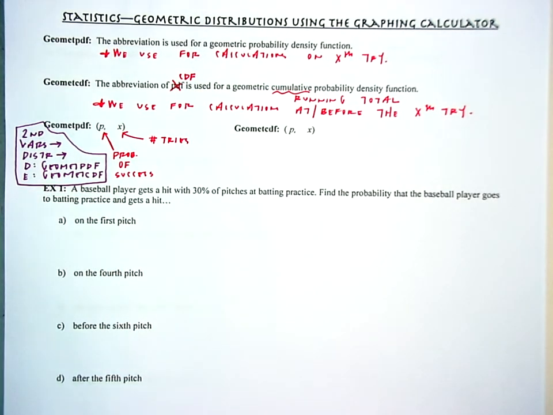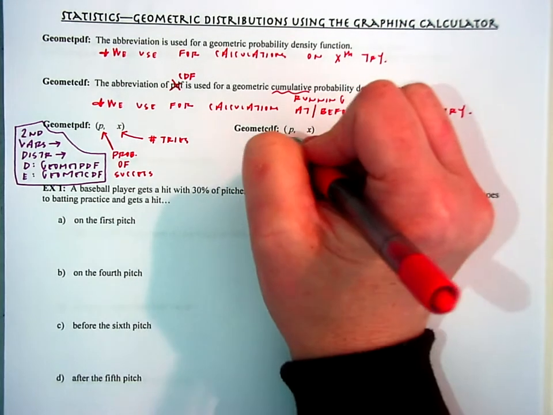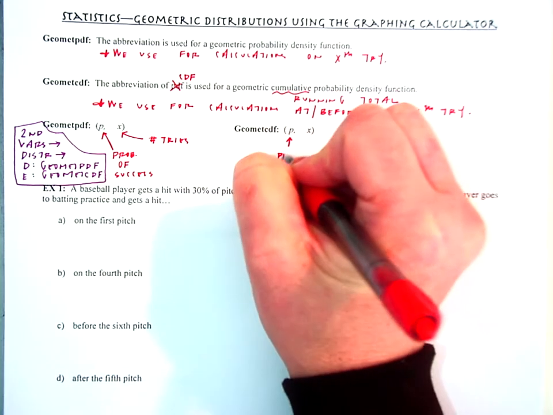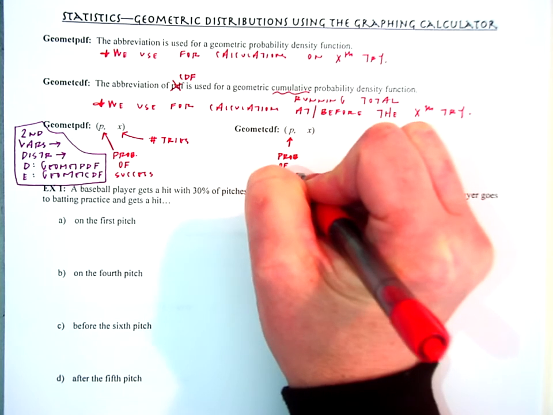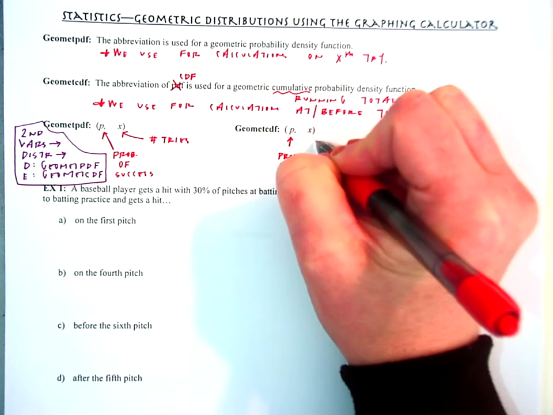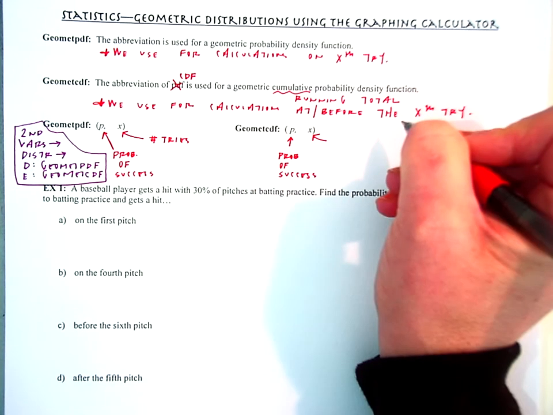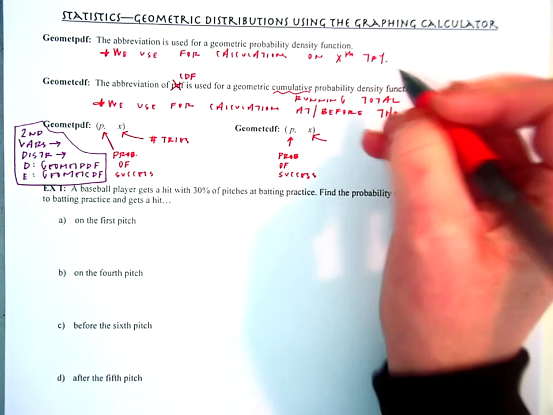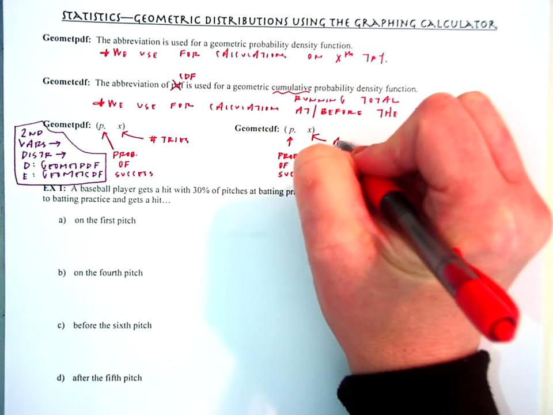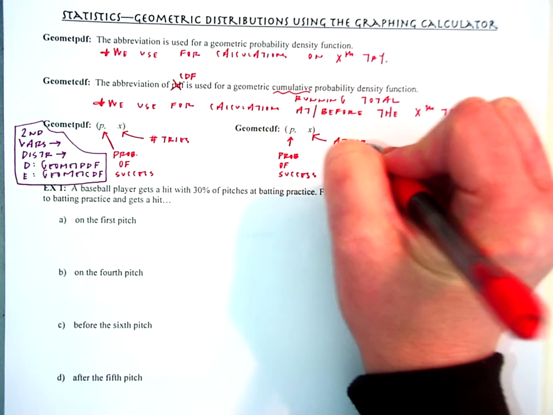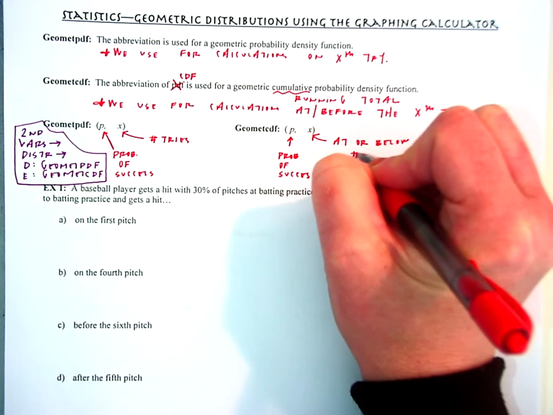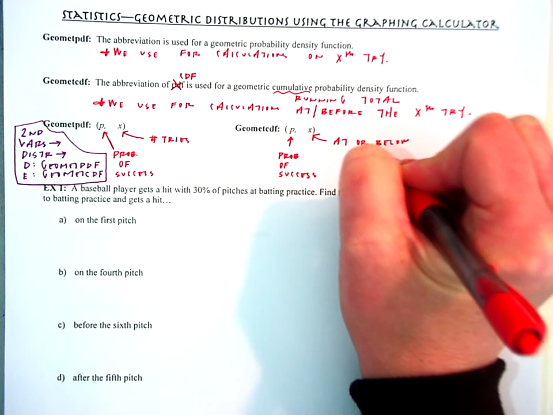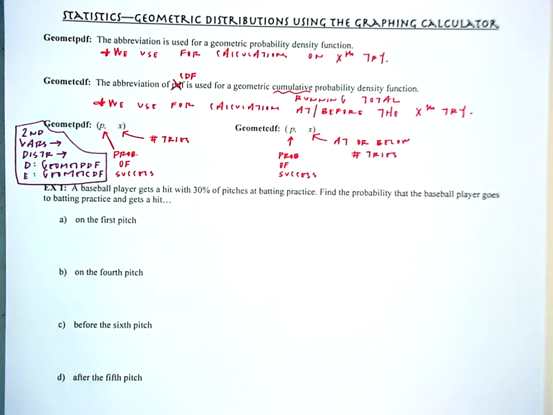And if we're using GeoMet CDF, the p is still the probability of success. And the x would be, well, number of tries, but at or below this number of tries. This one is the cumulative function. Okay, excellent. So again, today is our day of fancy shortcuts.